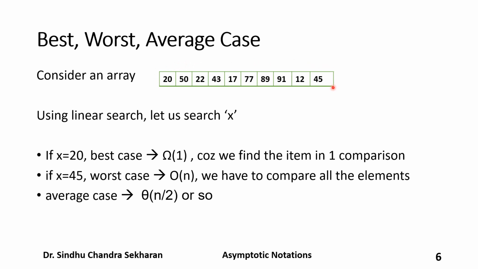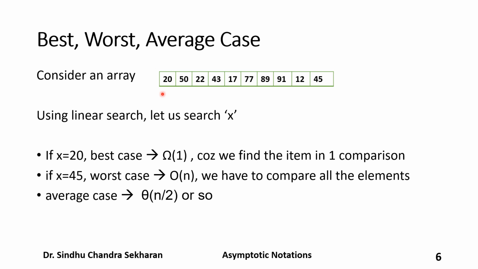Consider linear search. Here we have an array of numbers. It is not in any particular order, not in sorted order. Now using linear search, say I want to search a particular value x. If x is 20, then in my first match itself, I will find the item. This is called the best case because we find the item in one comparison.